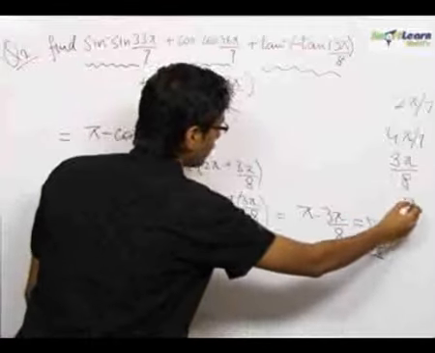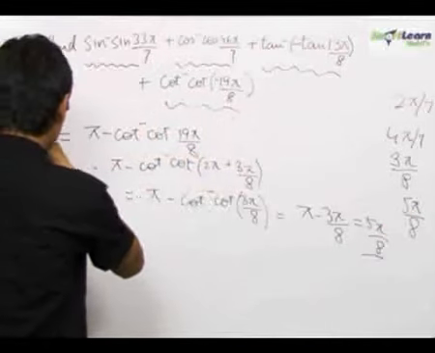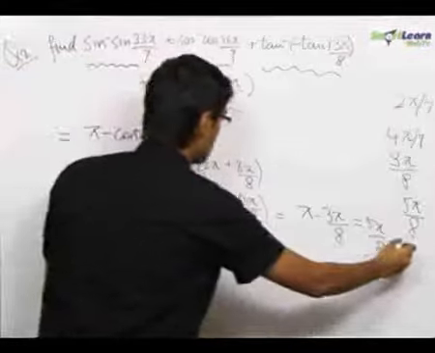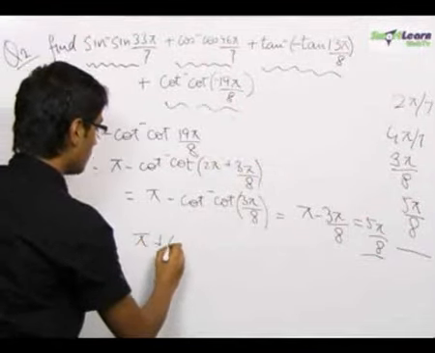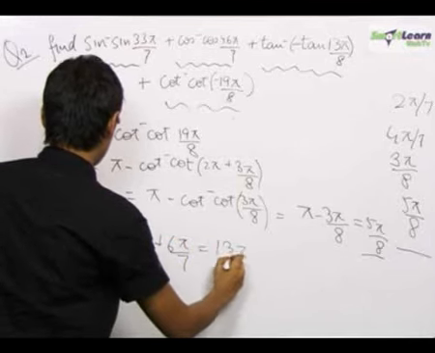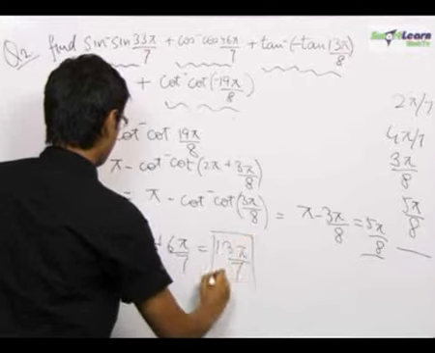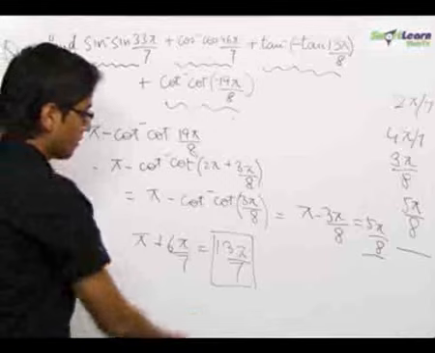So now we just need to add up all these four values to get the final answer as pi plus 6 pi by 7 equals 13 pi by 7. So our final answer is 13 pi by 7.